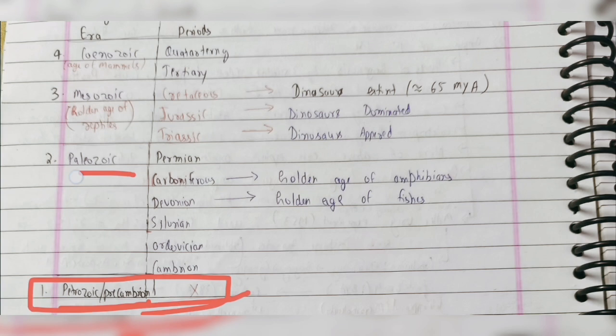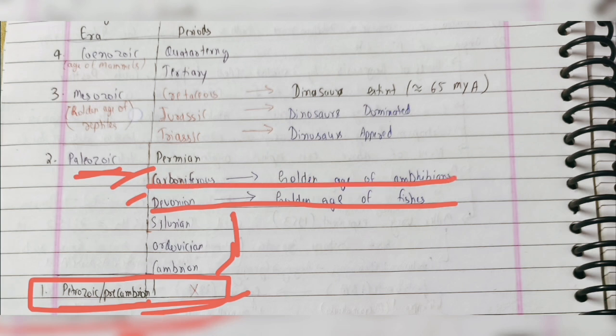Then in the Paleozoic era, Cambrian period, then Ordovician, then Silurian period, then Devonian period, Carboniferous, then Permian period. Out of these, two are important. One is the Devonian, which is the golden age of fishes, and the Carboniferous, which is the golden age of amphibians.